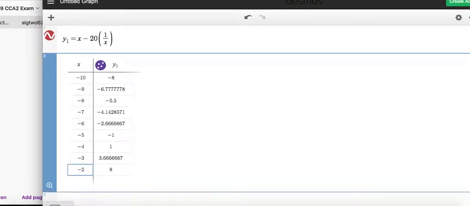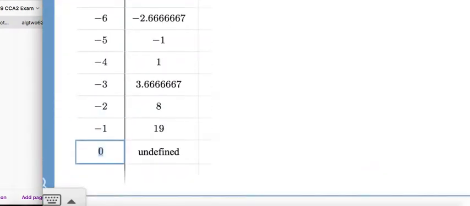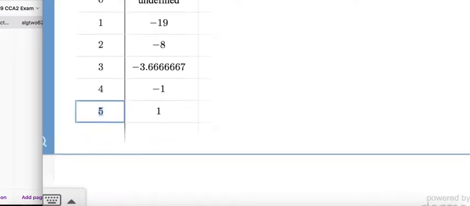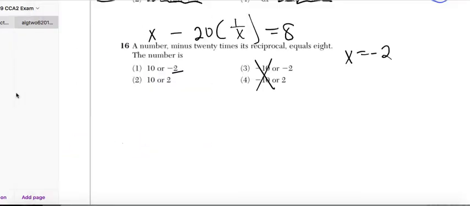You could also type in the values manually. So -2 results in a y value of 8, as we can see right here. Then -1, 0, 1, 2, 3, 4, 5, 6, 7, 8, 9, and +10 also results in a y value of 8. So that's how we solve it quickly using the calculator. If I substitute x equals 10 into the expression, I get 8 as my final value, and if I substitute -2, I also get 8.